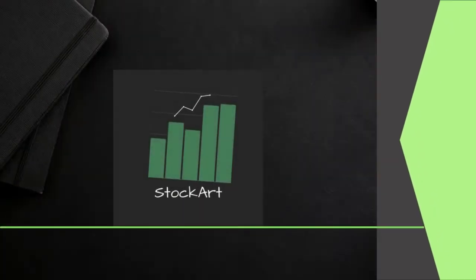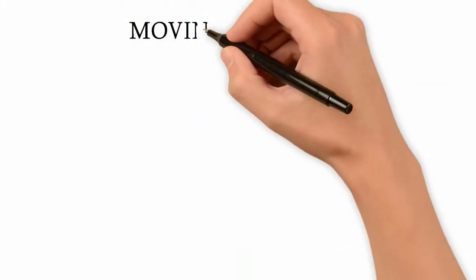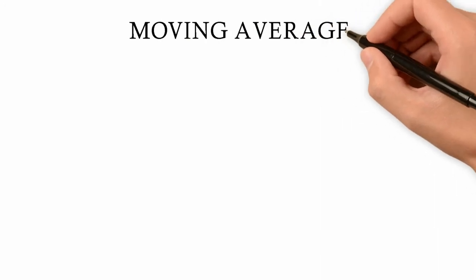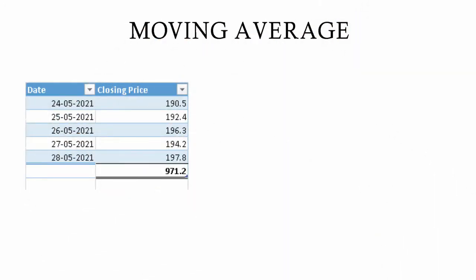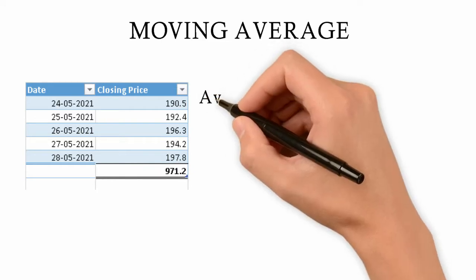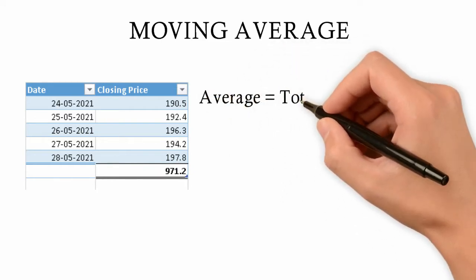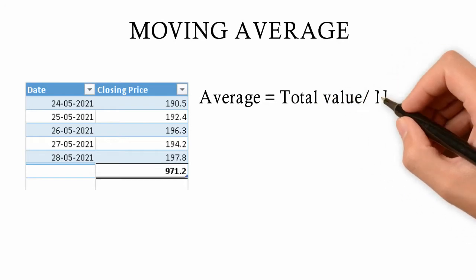Welcome to Stock Art. Today, we are going to learn about moving average. First, let us look into average. In this example, average is equal to total value divided by number of days.